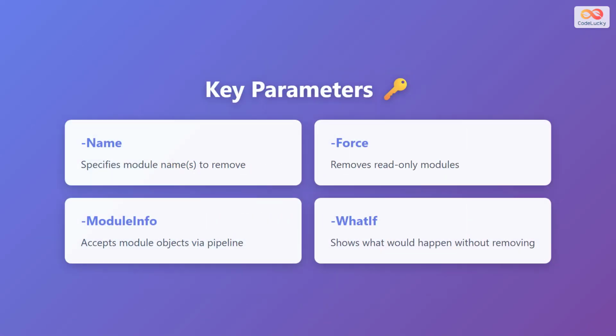Remove-Module has several important parameters. The -Name parameter specifies which module or modules to remove by name. The -Force parameter allows you to remove read-only modules that would otherwise be protected. The -ModuleInfo parameter lets you accept module objects directly from the pipeline, which is useful when combining cmdlets. And the -WhatIf parameter shows you what would happen if you ran the command without actually removing anything, which is great for testing.